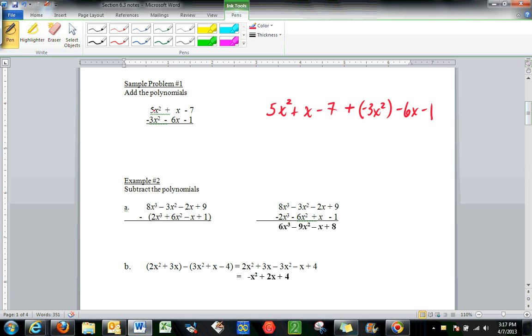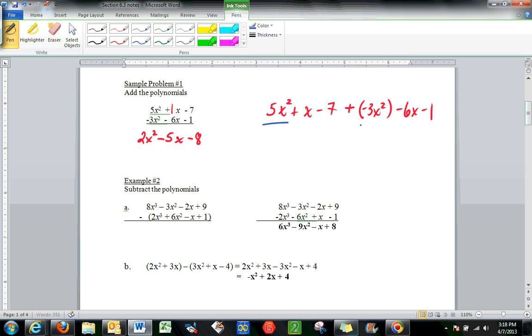So here in the stack method, you can see we have x squared on top of x squared. So 5 and negative 3 is going to give us 2x squared. We have a positive 1x and a negative 6, so that's going to give us a negative 5x. And we have negative 7, negative 1, which is going to give us negative 8. So 2x squared minus 5x minus 8. And of course we could do the same thing over here.